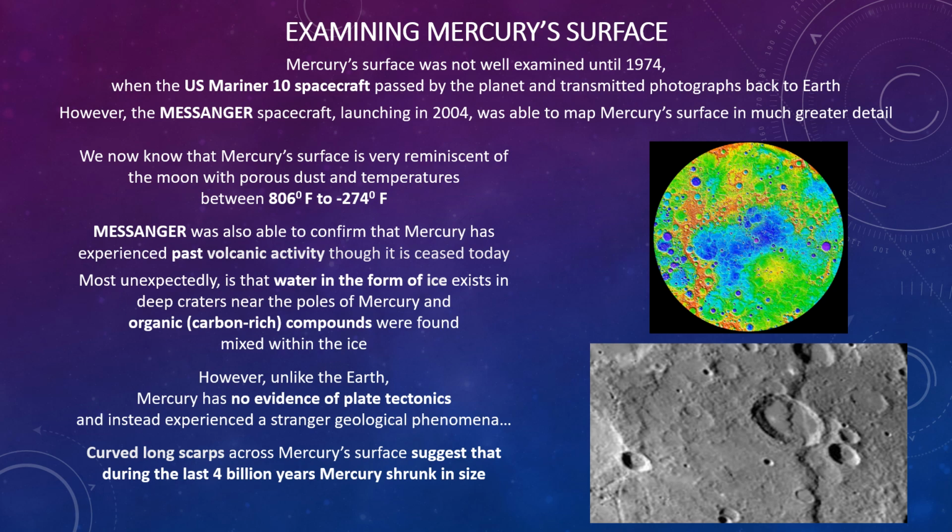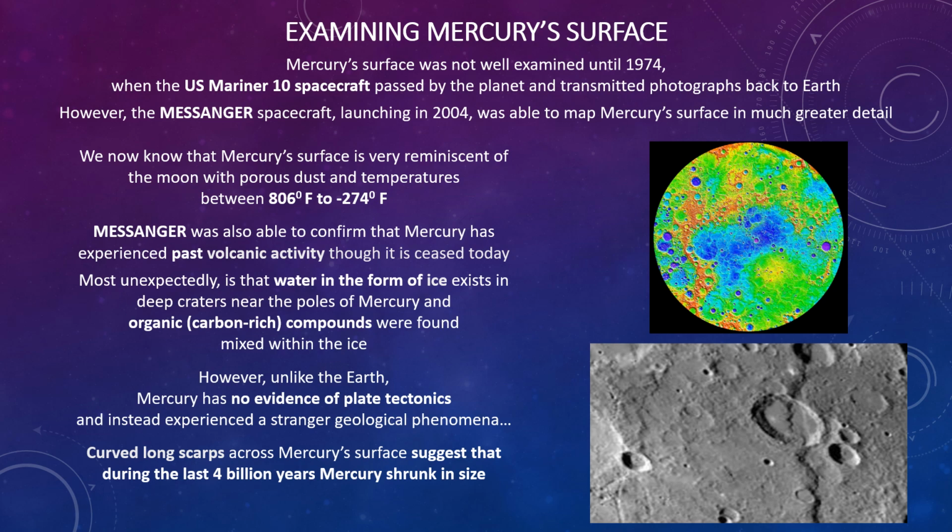We now know that Mercury's surface is very similar to the Moon, with lots of porous dust on there and many impact craters, but with a bit more temperature extreme on the hot side, with temperatures on Mercury in the hottest parts reaching 806 degrees Fahrenheit, with the colder parts on Mercury actually being minus 274 degrees Fahrenheit. Mercury has a huge range in temperatures.